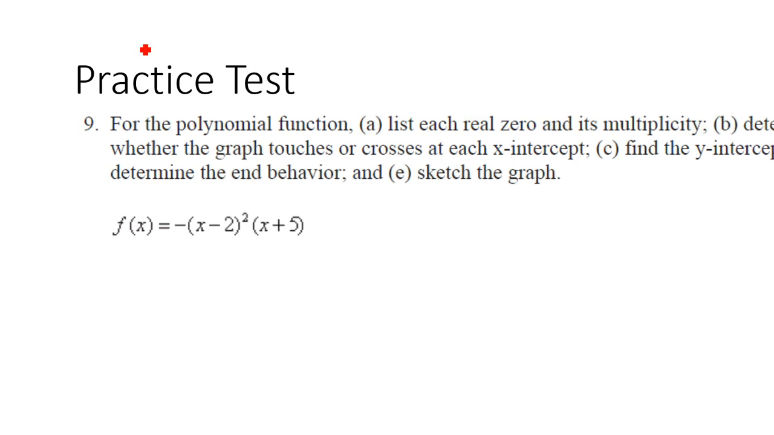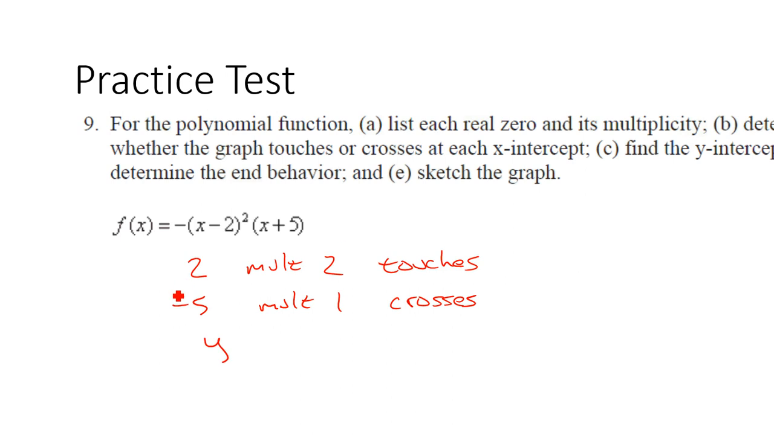All right, on this one, we're going to have 2 with a multiplicity of 2, which means it touches. We're going to have negative 5 with a multiplicity of 1, which means it crosses. Our y-intercept is negative 2 squared times 5 with a negative out front. So this is negative 4 times 5, which is negative 20.